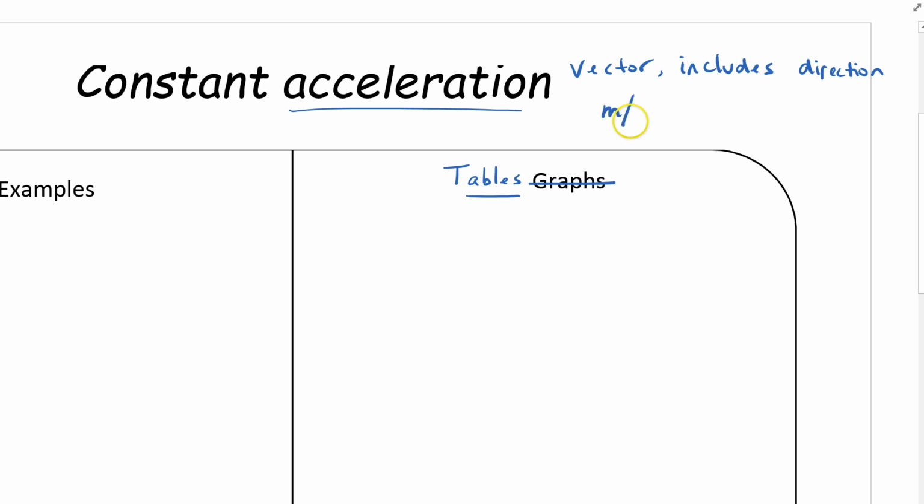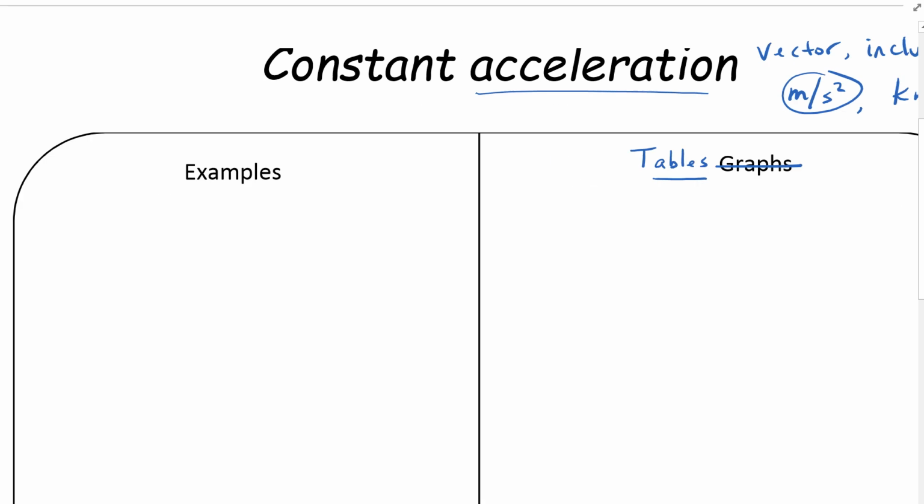The typical units are going to be meters per second squared, but every once in a while you'll find other odd ones, like kilometers per hour squared and things like that. But the default base metric units are meters and seconds, so it'd be meters per second squared.